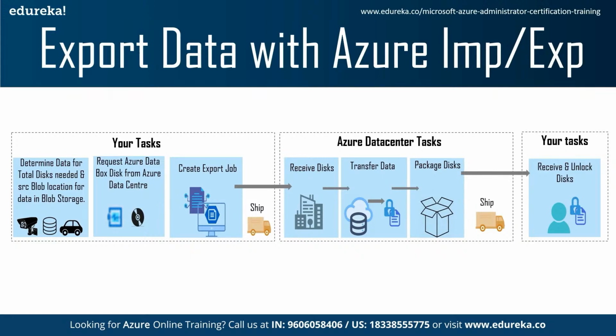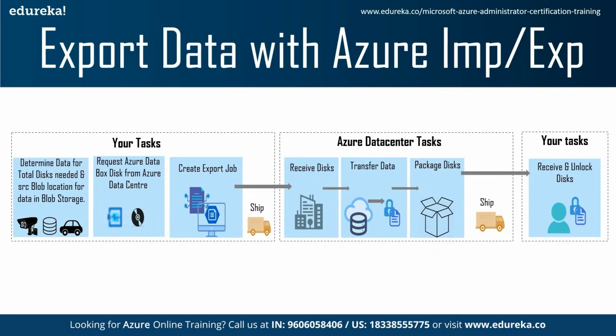Then package disk. Microsoft prepares the disk for shipping. The drives are encrypted through BitLocker. Fourth is ship. Microsoft sends the disk back to the return address specified in the export job and updates the status of the job again.